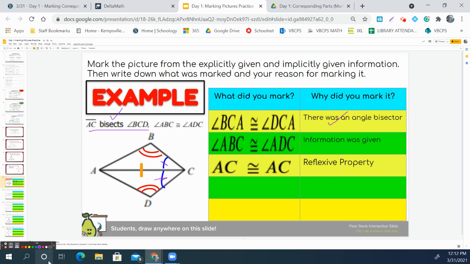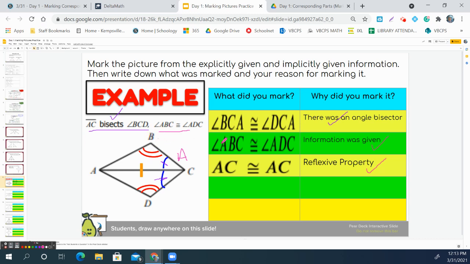Then if I jump over to the next thing, angle ABC is congruent to angle ADC, that's given to me. That's just given information. Okay, anything over here you can write because it's given. Then AC equals AC because of the reflexive property. Again, what combination of sides and angles do I have here? What is this, the blue? Is that an angle or a side? That's an angle. And what's the red?